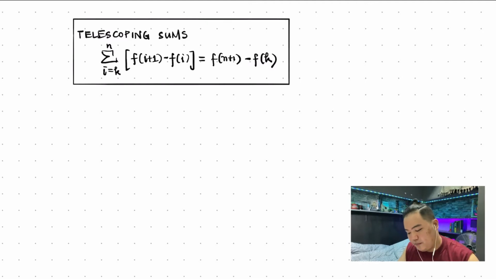So pag sinabing telescoping sums, ganito itsura niya. You have a summation ng f ng I plus 1 minus f sub I, where ito mga expressions ay f ng I plus 1 at f of I. Or pwede mo isipin function siya ni I plus 1, function ni I. And yung I mo starts somewhere and ends somewhere. So magiging formula lang daw ay itong upper limit of summation mo, ipapasok mo dun sa may plus 1. So magiging f ng n plus 1 minus yung nasa baba, lalagay mo doon sa I.